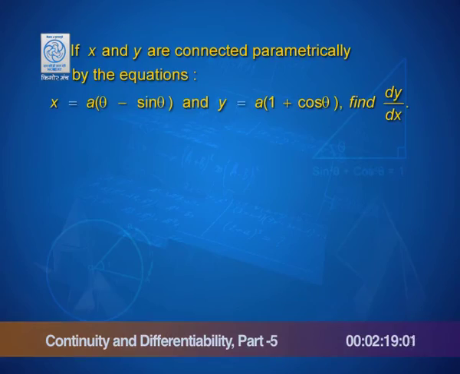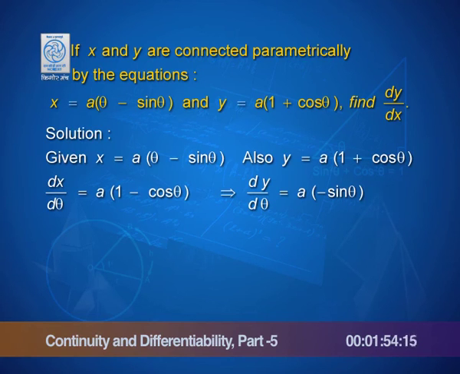Consider one application. If x and y are connected parametrically by the equations, x is a times theta minus sin theta, y is a times 1 plus cos theta, find dy by dx. So, what do we do? You begin by first finding dx by d theta. So, the derivative of a times theta minus sin theta is nothing but a times 1 minus cos theta.